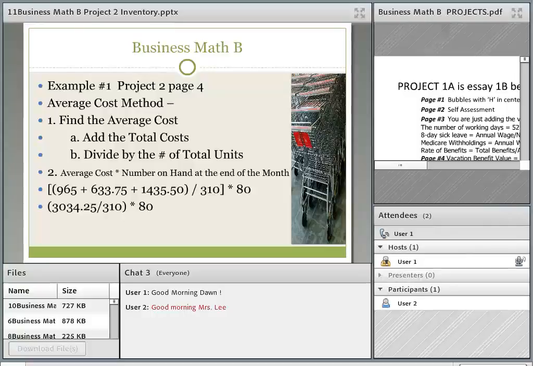So when you add those total costs together, you get 3,034, and you divide by 310. The average cost of each of those items was $9.79. You're going to multiply that by the 80 that are on hand at the end of the month, and that gives you the approximate average of what you have as far as inventory. You have 783.